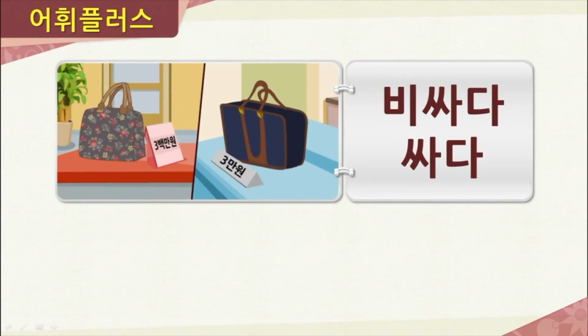Now we have two words here, 비싸다 and 싸다. Now in the picture we have two bags. Now how much is the one on the left? Well, the one on the left, if you can read it there, says 300만 원 or 3 million won. Wow, that's pretty expensive. And on the right there, it says 3만 원 or 30,000 won.